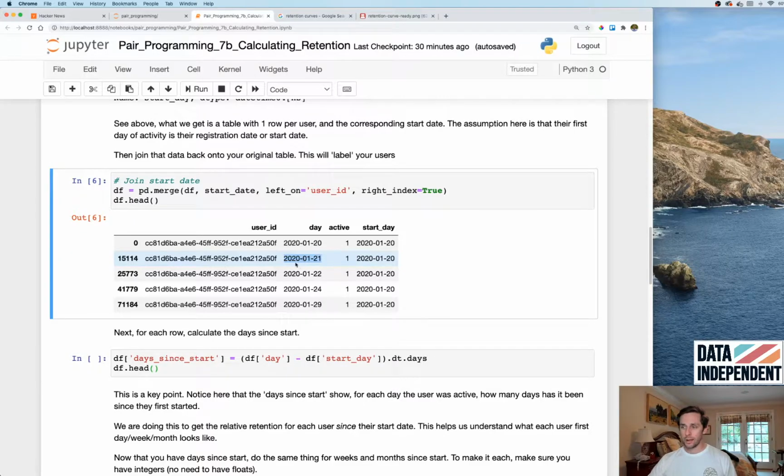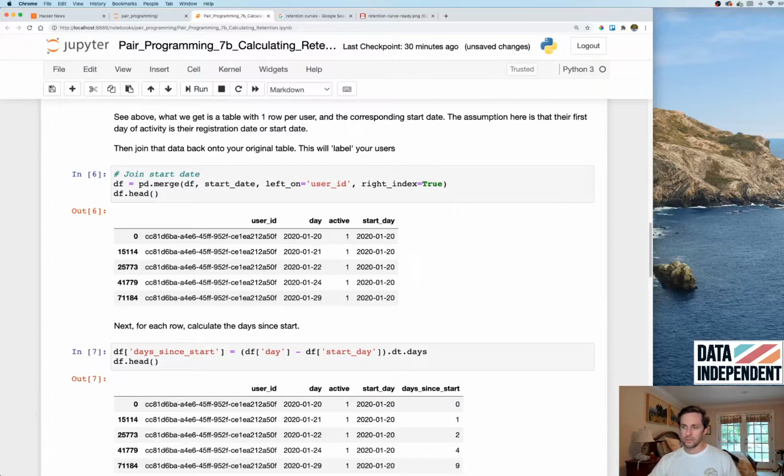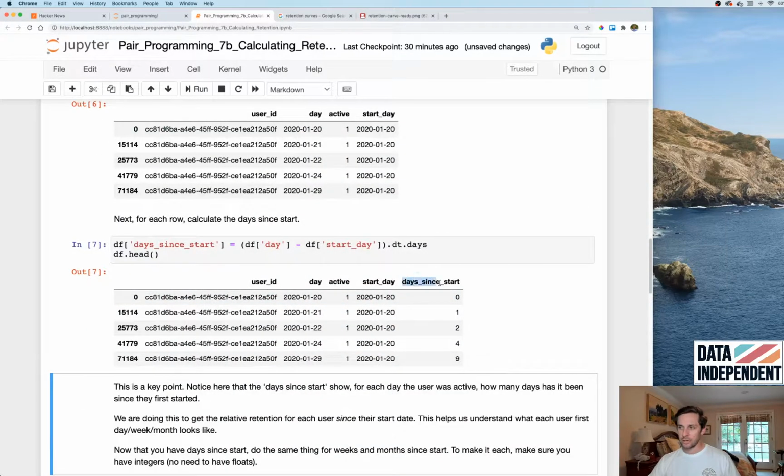And in order to do that, I'm basically just going to subtract their start day from this day and then get the number of days from it. Go ahead and do that. And then all of a sudden, I've created a new column called days since start. And now I have this days since start.